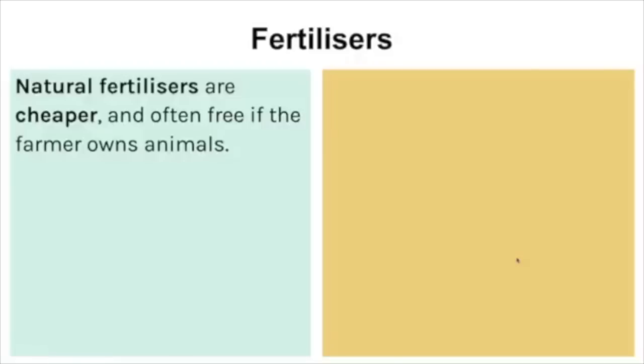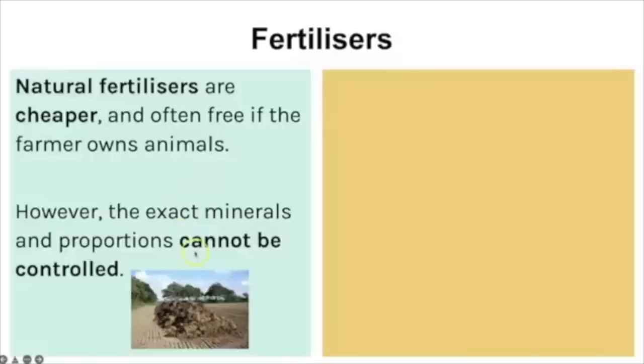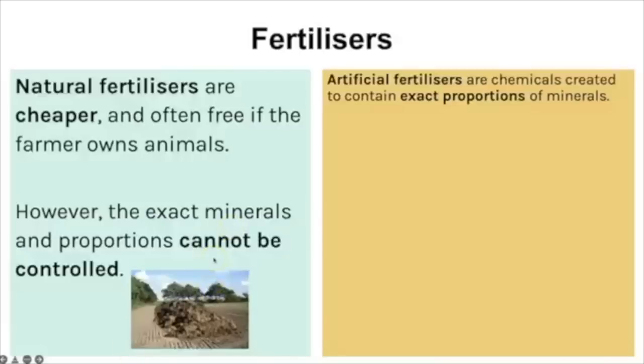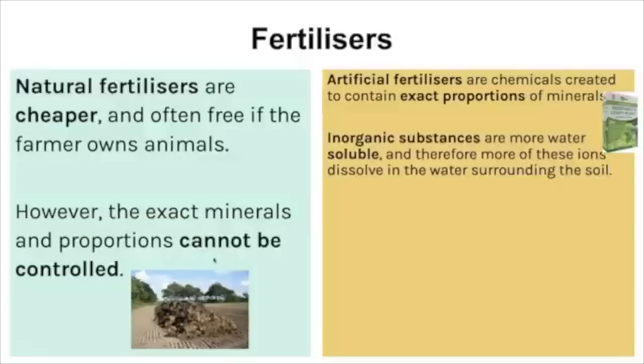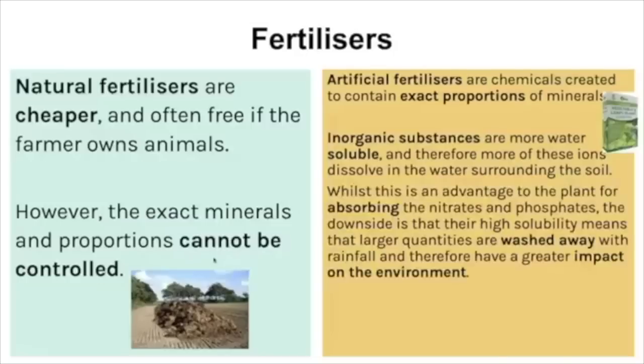Now, the natural fertilizers are cheaper because if you have your own animals on a farm already, it's completely free. It is just the manure from the animals. However, it doesn't contain necessarily the exact proportions of the minerals you need, and you have no control over that. Artificial fertilizers, because they are synthetically created, are created to have the exact proportion of minerals that plants would require. However, the inorganic substances are very, very soluble, which has the downside that they can dissolve in the rainwater and leach, which means they're washed away.